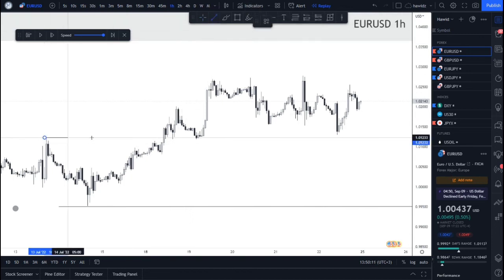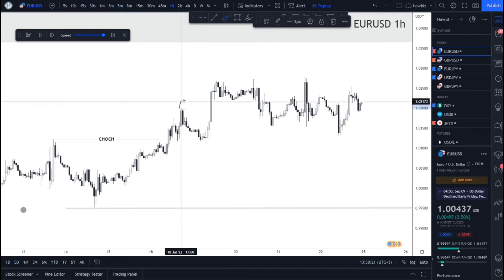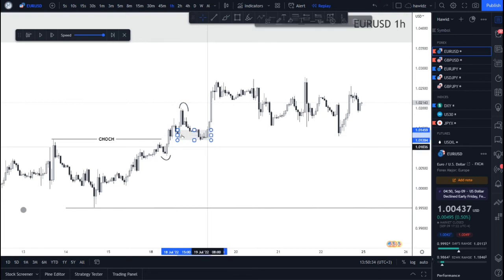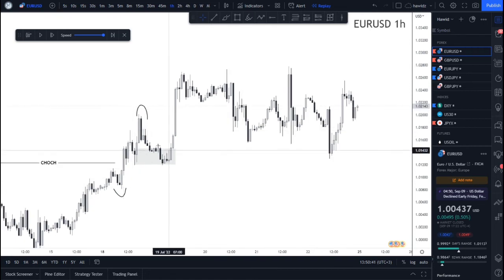So this right here is our magnificent change of character. Now from that change of character, I have a high being put into place and this intermediary low. That means I can now look for demand zones in here, right? So lo and behold, we do have a fantastic demand zone here that's unmitigated for me to look for buys in here, right?